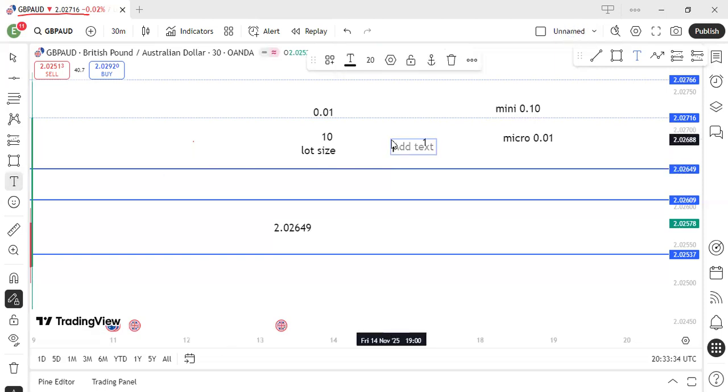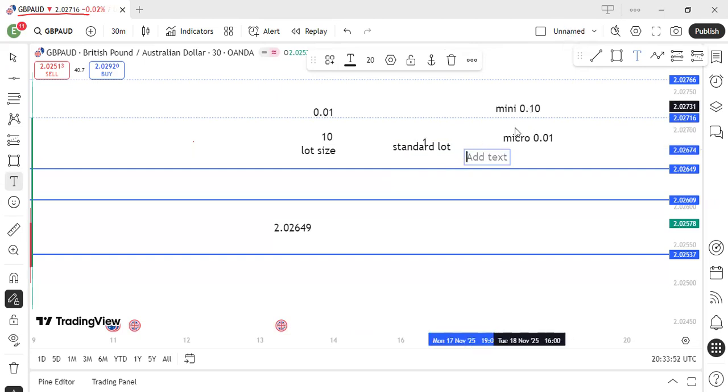Let me put it down so you can write it. Standard lot. One upward is standard. So these are just the lot sizes we use. I've explained what lot size is, just the amount that you are willing to use to fetch the money from this thing.